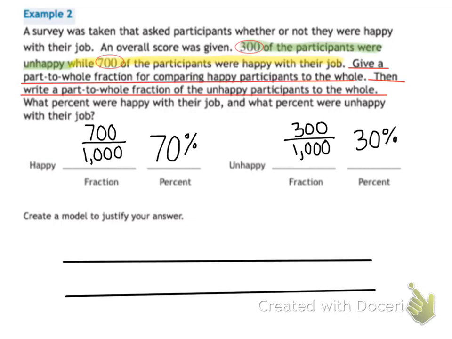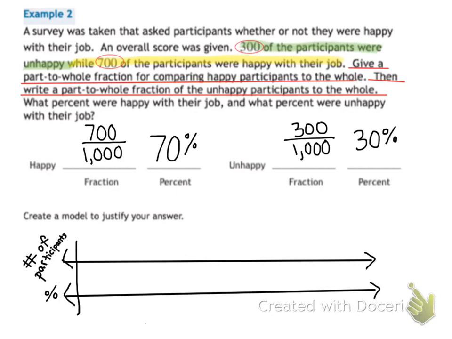So again, I'm using the double number line here. And you always want to label everything on your number line. So number of participants and the percent. So I have a total of 1,000 participants.